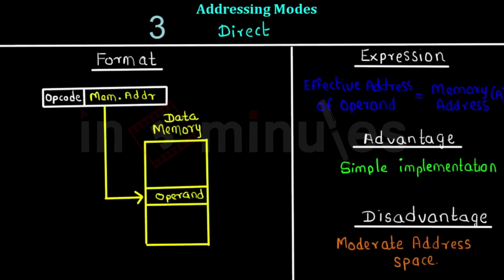The advantage is the implementation is very simple because it gives directly the address of the operand. And the disadvantage is the address space is moderate, or again the address space can be said to be limited. It depends on the size of the memory we are having. However, the size of the memory is also limited by the number of bits we can have in the operand field. So the length of the memory address depends on the length of the operand field. Okay, so that is the only drawback of this format.